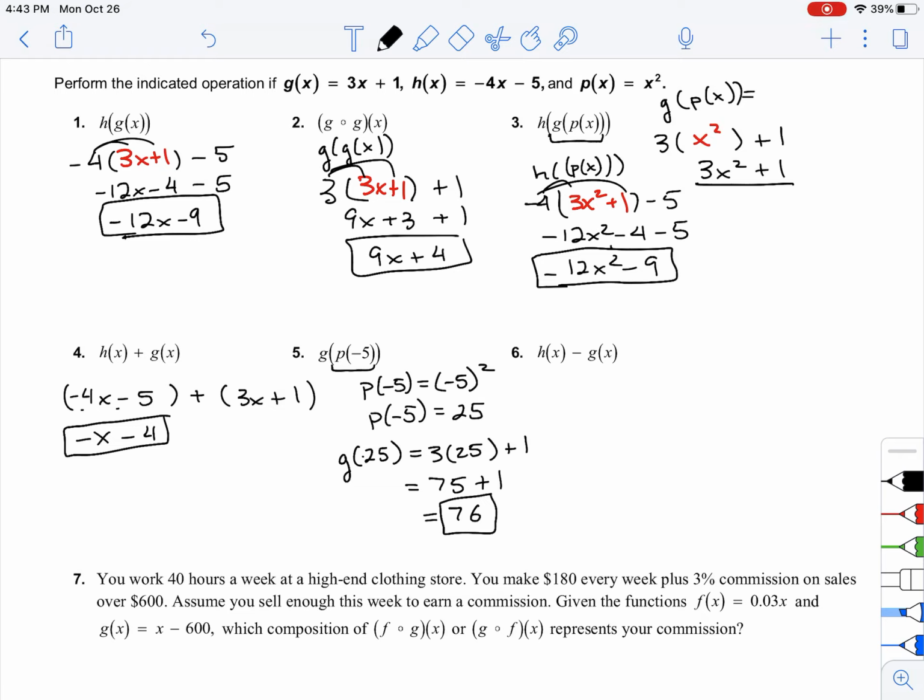And for the last example, h of x minus g of x, we take h of x and subtract g of x from it. And then we simplify by combining like terms. So negative 4x minus 3x is negative 7x. Negative 5 minus 1 is negative 6.